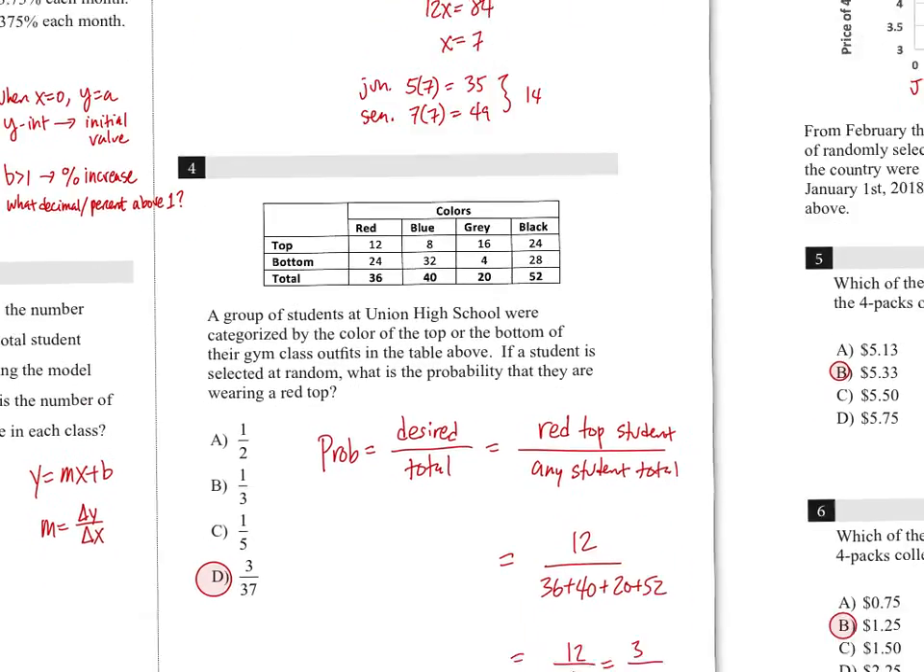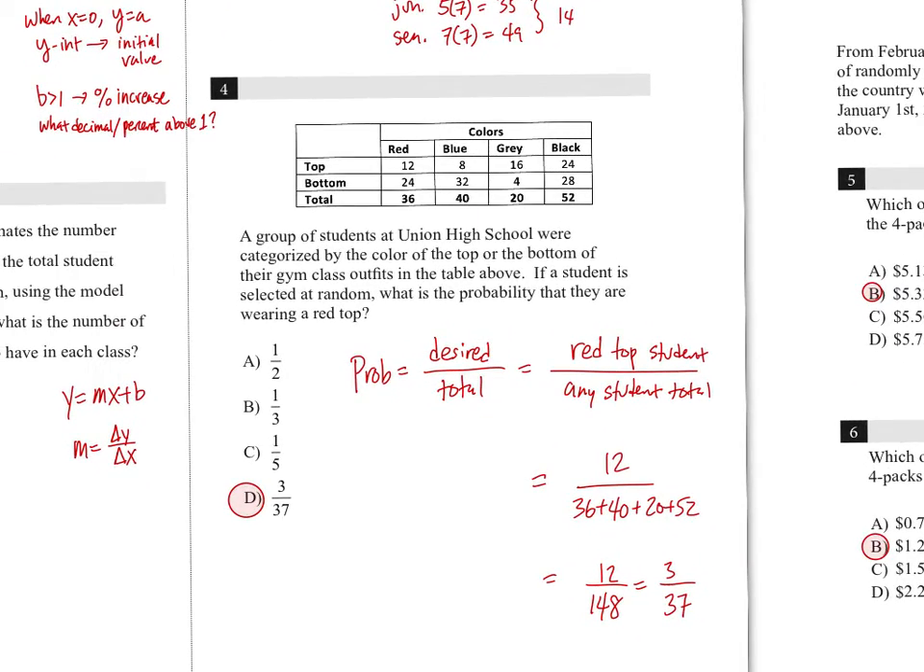On to number 4. So this is a probability question from a table, and this is the most common type of probability question that you'll see on the SAT. Oftentimes, this type of probability question is going to be on section 4. Section 4, they have a lot of tables and charts and graphs and things like that. So probability as defined is the desired, what we want to get out of the total amount.